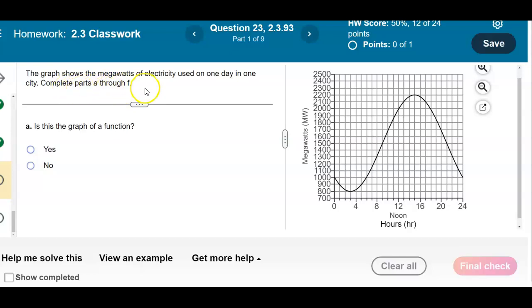The graph shows the megawatts of electricity used on one day in one city. We want to complete parts A through F. So here is the graph. You can see that the x-axis goes from 0 to 4, 8, all the way to 24, and this represents the hours. The y-axis represents the megawatts, and you can see it's going from 700 to 2500.